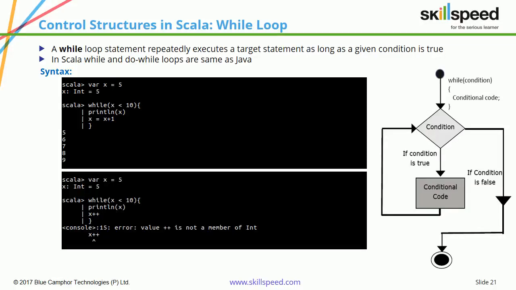You can also see another example where again I'm initializing x equal to 5, and then I'm saying while x is less than 10, I'm printing x and then I'm typing x plus plus. In this case it throws an error because Scala doesn't support the x++ format. We have to use x plus equals 1 or x equals x plus 1 expressions. This should be noted by people coming from a Java background, because this is the way you typically write it in other programming languages.